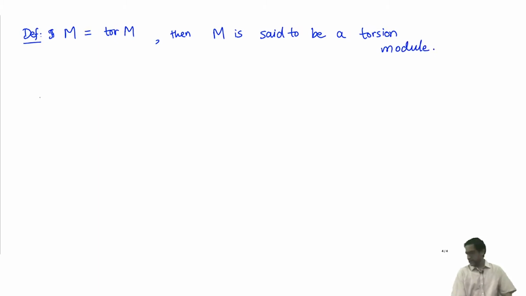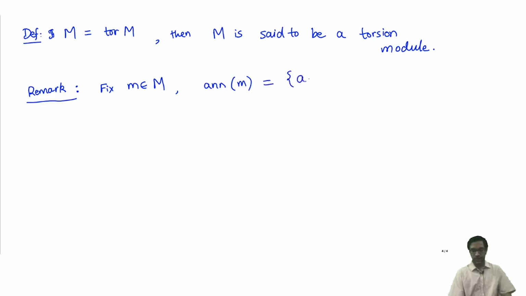Okay, and another little remark, another way of thinking about this definition, torsion modules. We can fix an element m in M and define what's called its annihilator. The annihilator of that element m is all elements of the ring which annihilate it, all elements a of the ring such that a acting on m is 0.